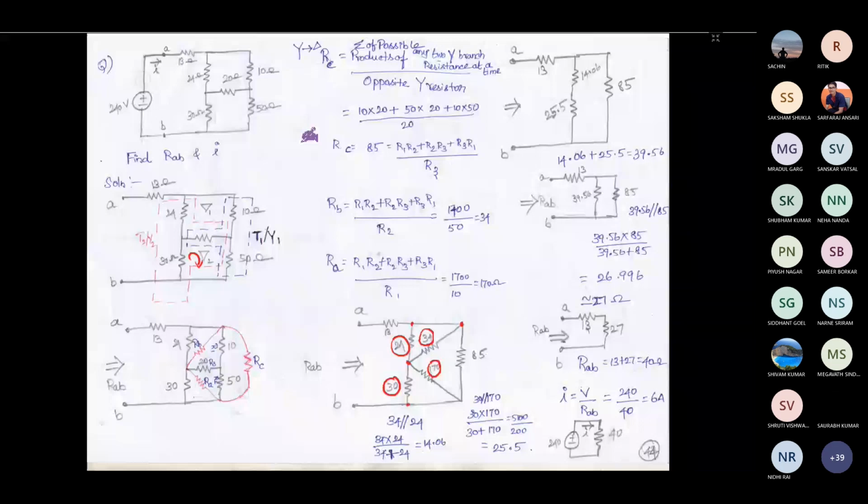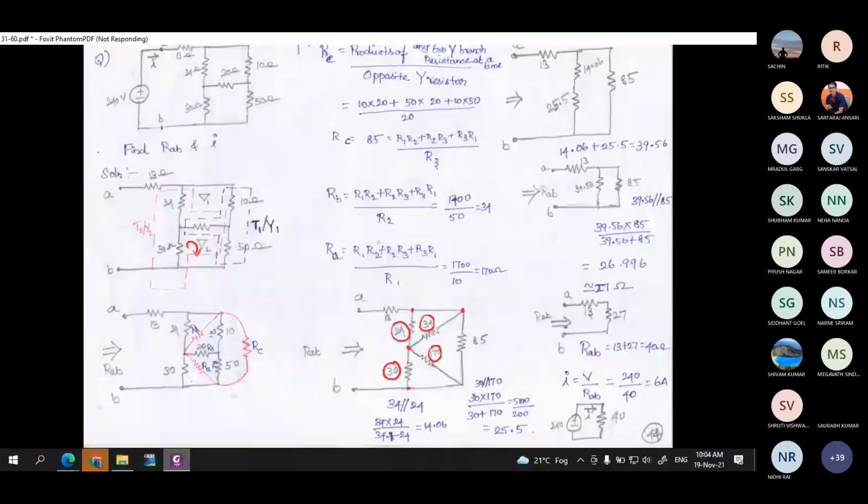Okay, just a minute. You can able to see my screen, right? Can you able to see my cursor? Yes, sir. Yes, sir. Yeah, just a minute.